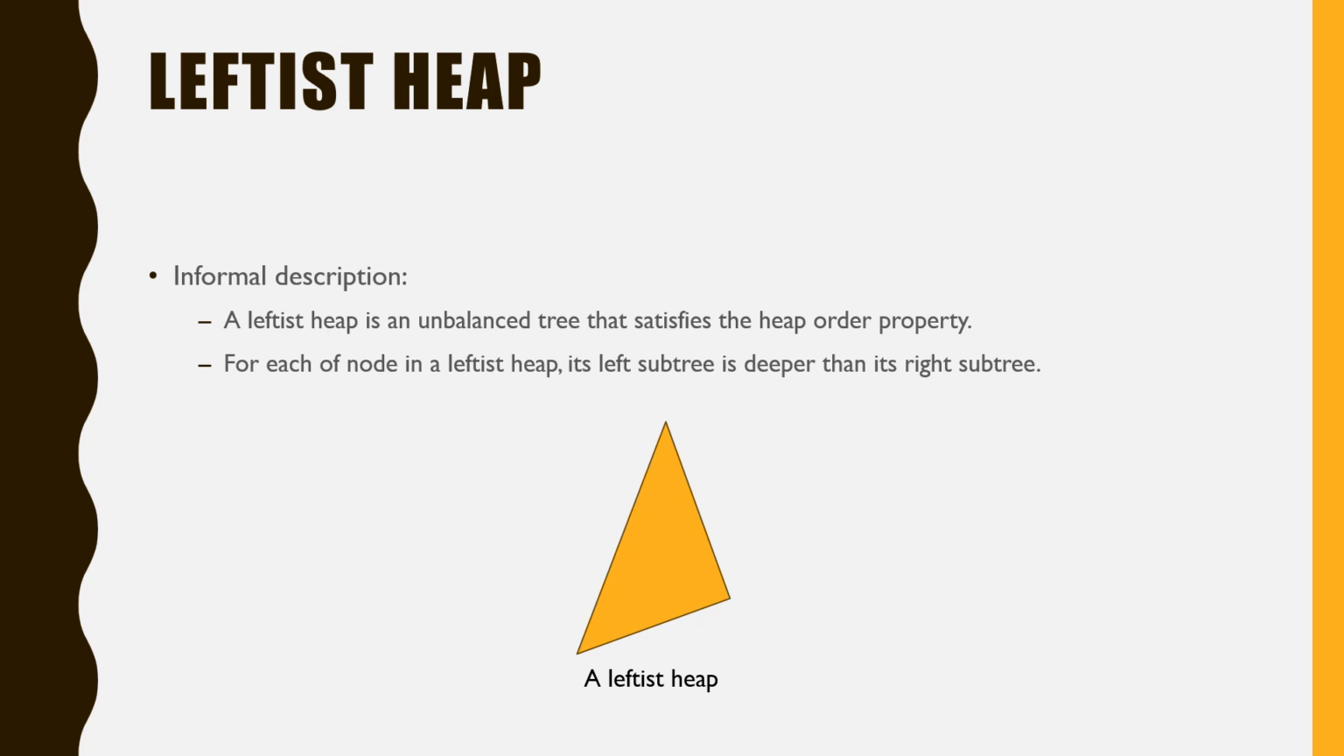The leftist heap and skew heap are highly similar, and we will first focus on the leftist heap. Informally, a leftist heap is an unbalanced binary tree, where each node has a deeper left subtree and a shallower right subtree. For example, as shown in the slide, a leftist heap typically leans towards the left, as its left subtrees tend to be deeper than its right subtrees.